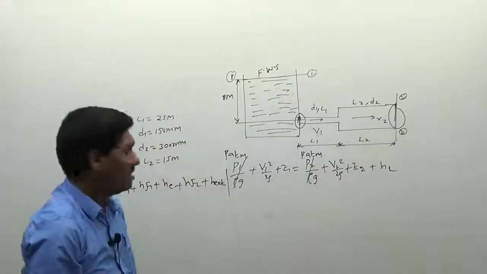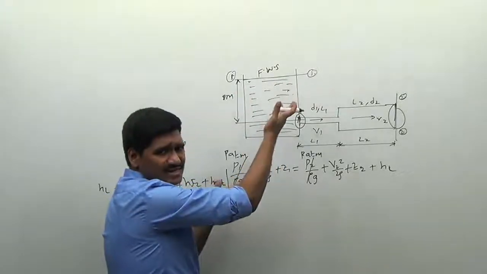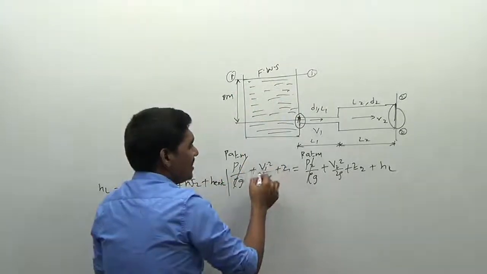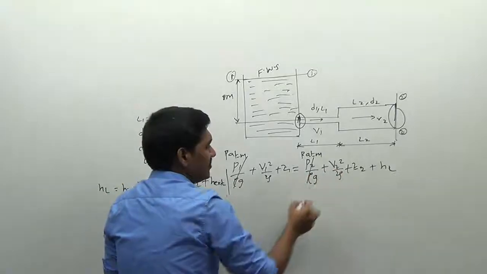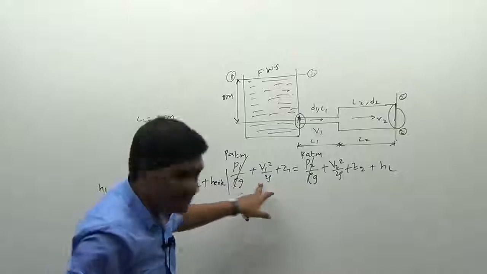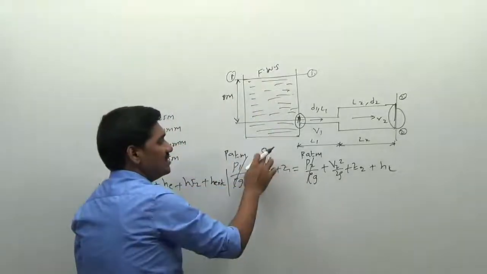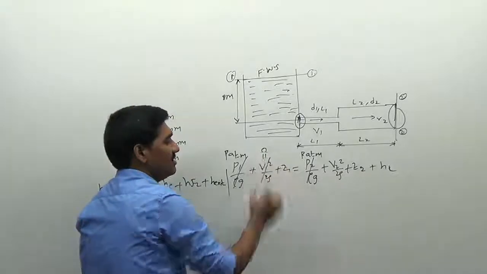Next, what is the velocity V1 at this surface? This liquid is at rest. Therefore I can take the velocity V1 equal to 0 here, because the liquid is at rest. I can take this value equal to 0 here.